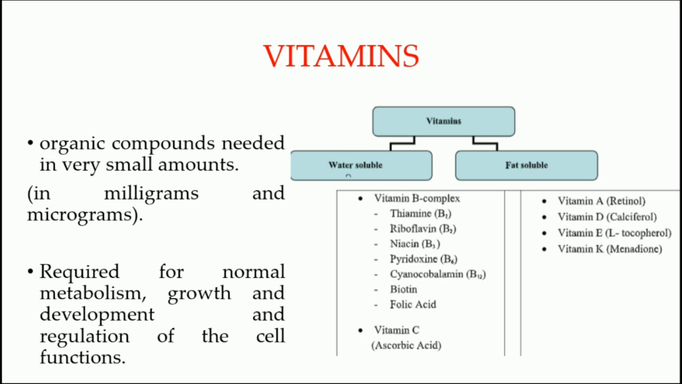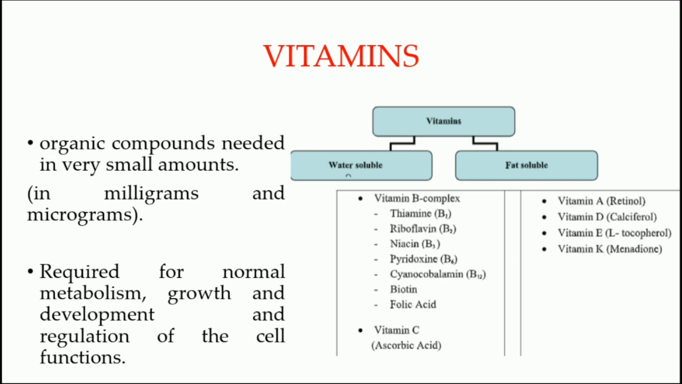Vitamins are the organic compounds which our body requires in a very limited amount, either in milligram or microgram, and they are also known as accessory nutrients. They are protective nutrients. They provide a lot of health benefits, like they are important for normal metabolism of carbohydrate, fat, and proteins. They are important for growth and development and for the regulation of cell function. So they have a very crucial role in our body system.